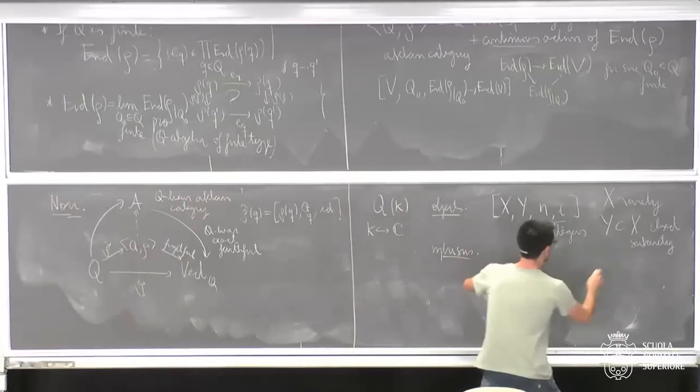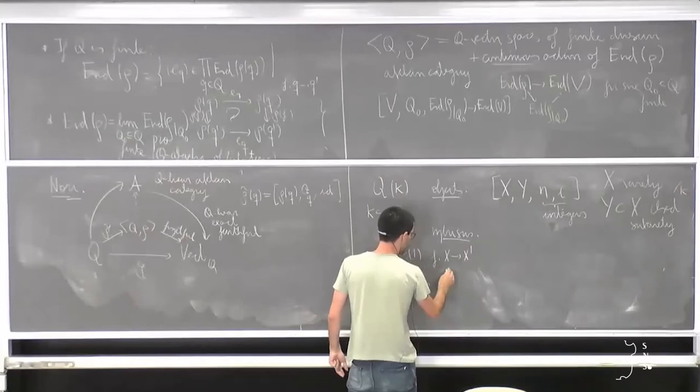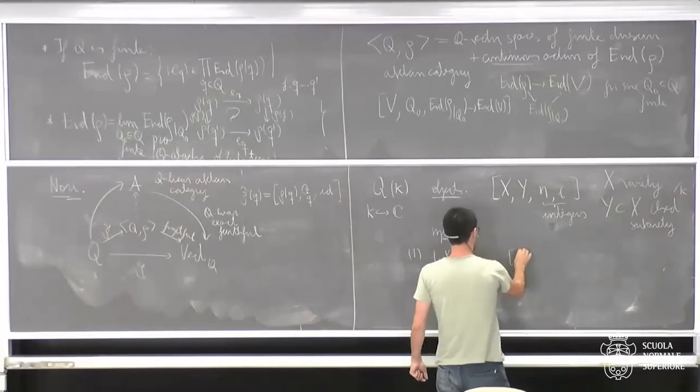And then there are three kinds of morphisms. So first one, if you have a map from X to X prime that sends Y to Y prime, then you get a pullback morphism.